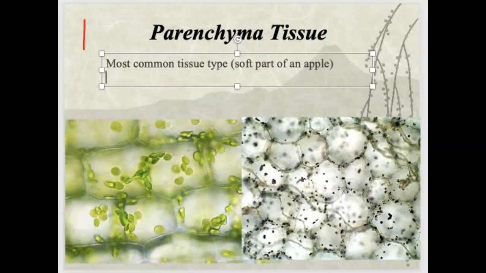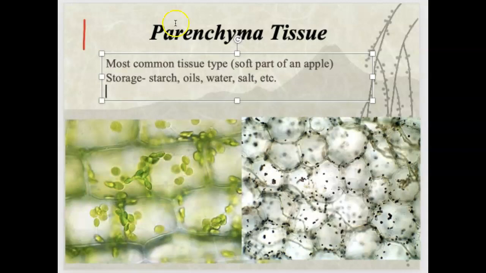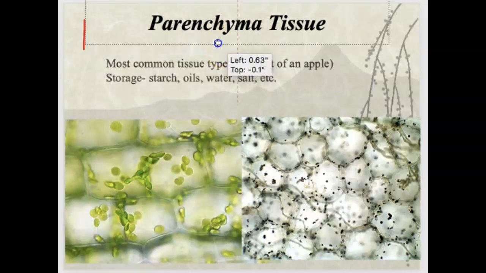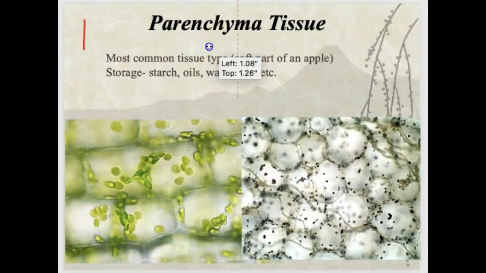So when we look at it, one of the main functions of parenchyma tissue is storage. Now, they'll store all sorts of stuff, things like starch, different oils, water, salt. I'm just going to put a little etc. here. So lots and lots of different stuff can be found in the parenchyma tissue.